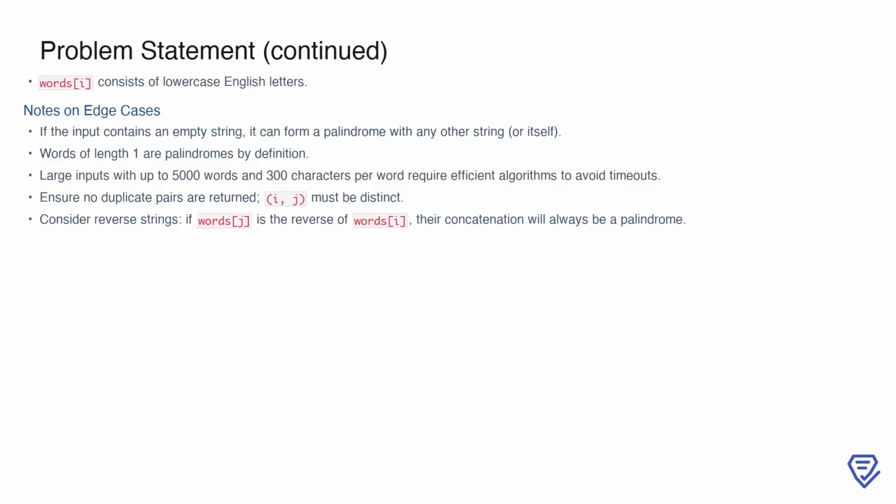The constraints and edge cases highlight some important considerations. Each word in the list consists of lowercase English letters, and the list can contain up to 5,000 words, with each word being as long as 300 characters. This means the solution must be highly efficient to handle such large inputs. Edge cases include the presence of an empty string, which can pair with any palindromic string to form a palindrome. Words of length 1 are always palindromes, so they can combine with the empty string or their reverse. It's also important to ensure no duplicate index pairs are returned. Lastly, if one word is the reverse of another, their concatenation will always be a palindrome. These details will guide the development of an optimal solution.